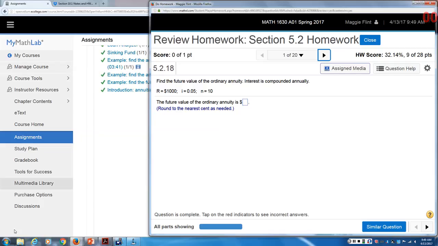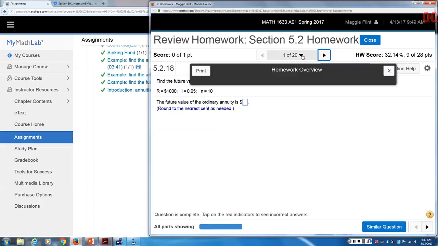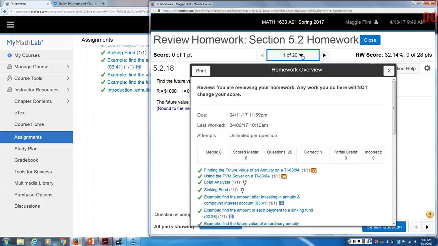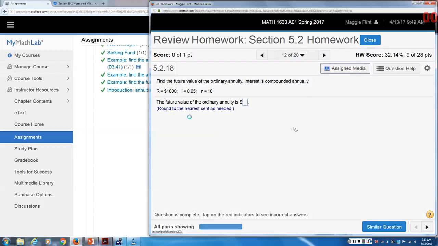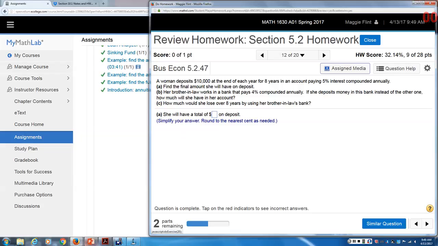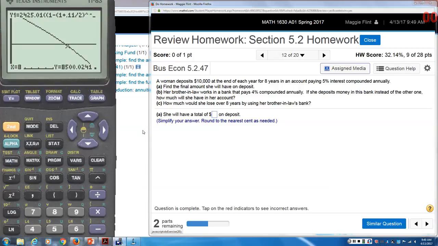Okay, well, we'll go to the one you had trouble with because that'll help everybody that had trouble with any of them. We'll just do as many as we can. And we're going to use the help, but we're also going to use the calculator and use TVM solver for as much as we can.